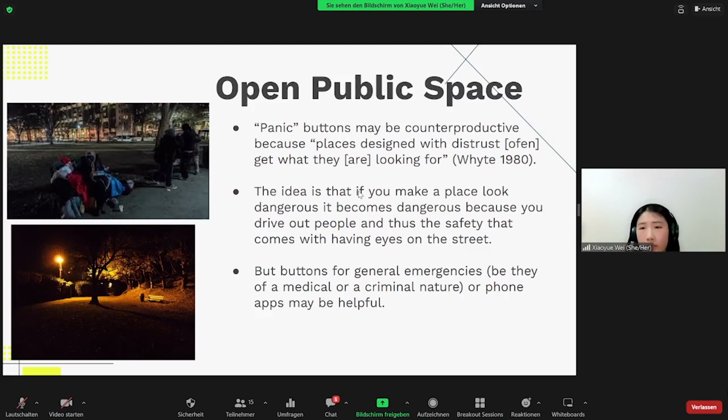As Jacobs said, the idea is that if you make a place look dangerous, it becomes dangerous because you drive out people and thus the safety that comes with having eyes on the street. However, buttons for general emergencies, for example for medical purposes, or phone apps for emergency calls may be helpful.